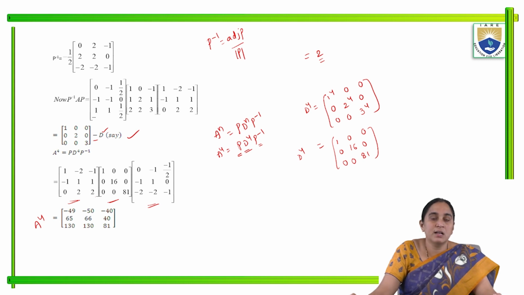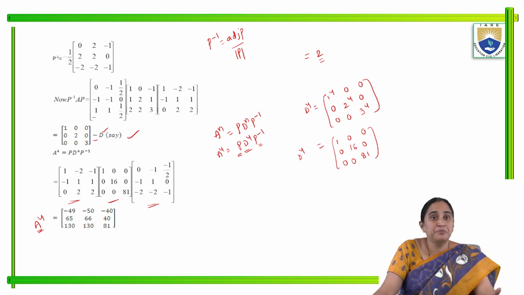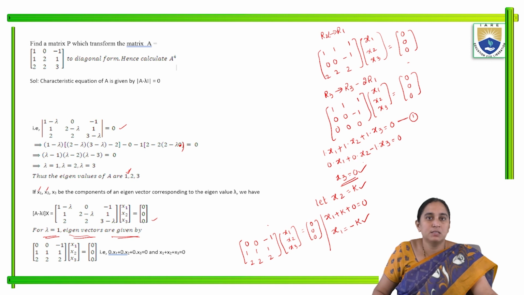Sometimes they ask directly to find A power 4. How do we find A power 4 without the diagonal form? There is no need to multiply A four times. Through the concept of the diagonalization form, we get the A power 4 form. Multiplying A four times gives the same answer, and using diagonalization also gives the same value. But through the concept only, we have to find A power 4 from module 2. This is the concept for the first question of diagonalization.